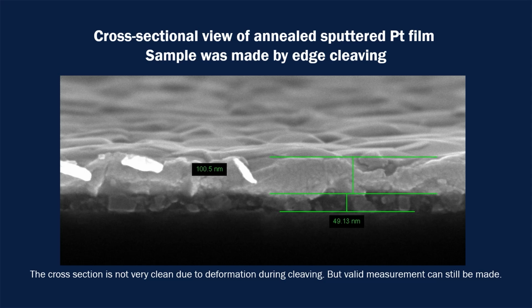This sample is very similar to the last sample, but this time, the platinum film is deposited by sputtering instead of E-beam evaporation. In this case, edge cleaving did a decent job because the platinum film sticks well to the substrate, even though certain stretching damages can be observed. This cross-section view still allows us to measure the film thickness accurately.